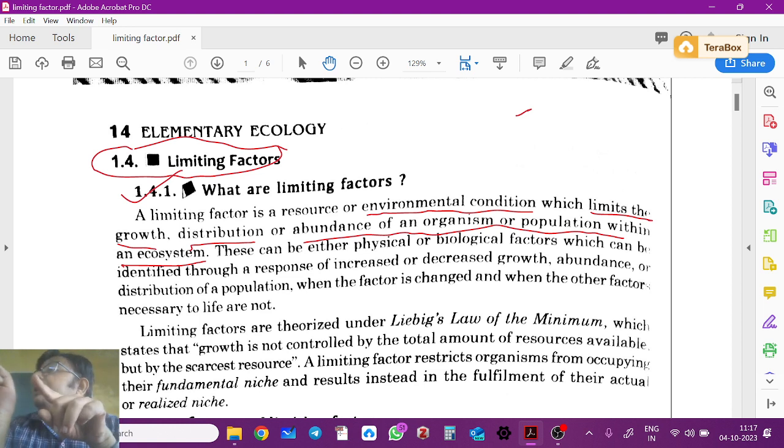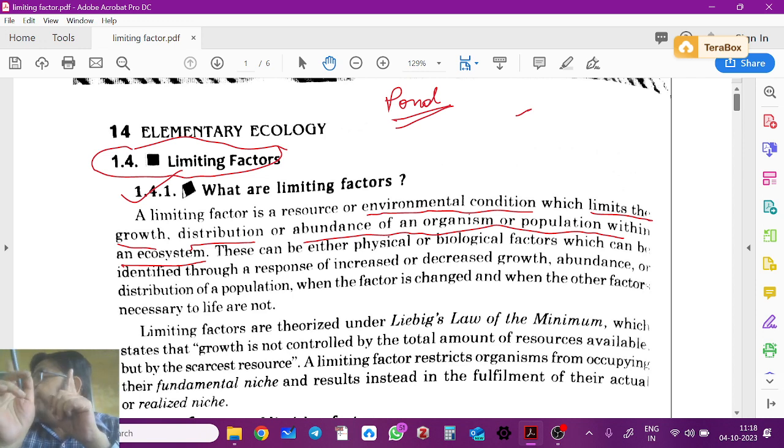That is the particular factor which will limit the growth and distribution of that organism in a particular ecosystem. So think of a pond ecosystem. In the pond ecosystem, what do you have? You have algae floating on the top, fishes below, some submerged plants below, and light above, sunlight is falling. What could be the limiting factor? What do you not have?